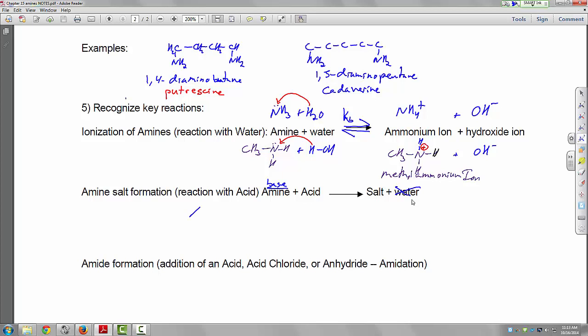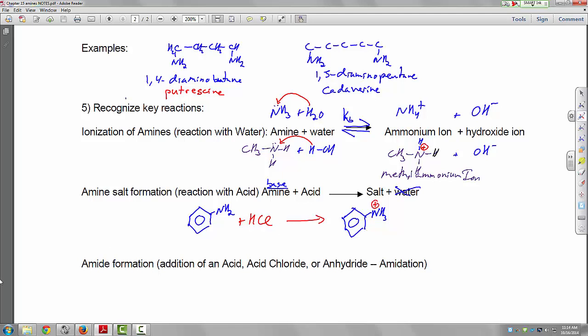So let's use aniline. We'll react this with HCl. These guys combine, and so what was NH2 is now NH3, and of course this nitrogen now with 3 hydrogens and a bond back to the ring, it's got 4 bonds, and so it has a plus charge.